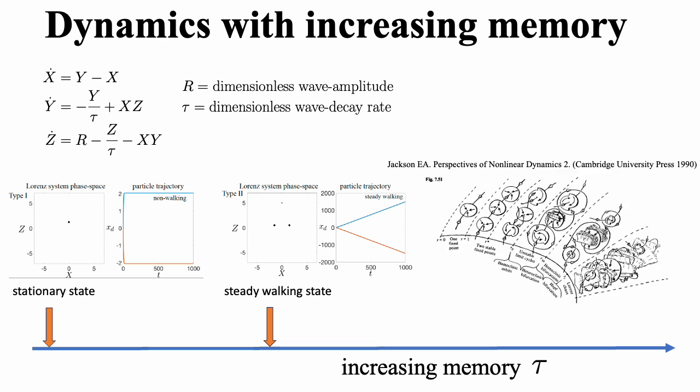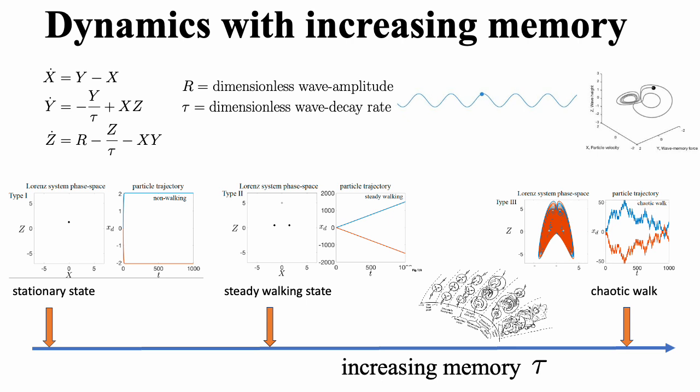Now we can keep on increasing memory in the Lorenz system, and you get a complex set of homoclinic and heteroclinic bifurcations in the Lorenz system as you keep increasing the memory. But eventually, at sufficiently large memory, you get chaos in the Lorenz system, right? So in the Lorenz system phase space, you have a chaotic attractor.